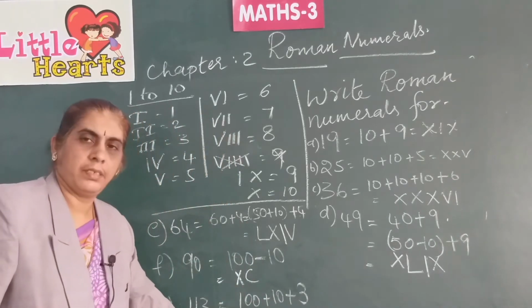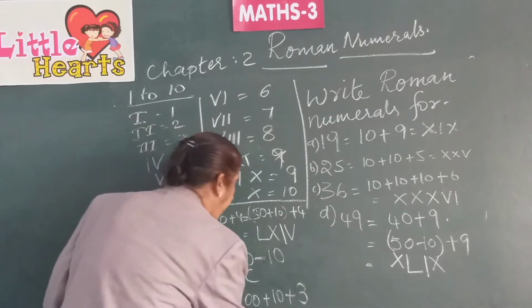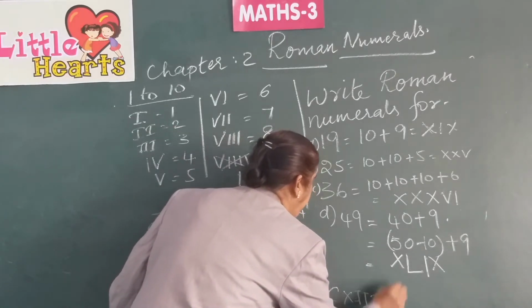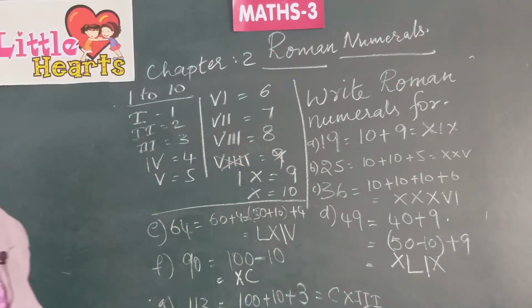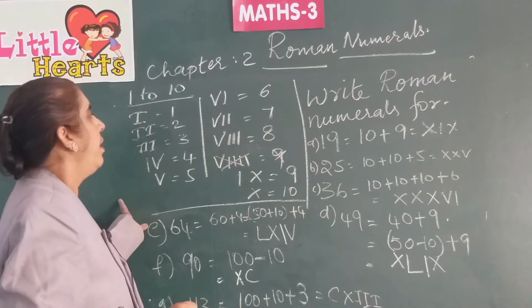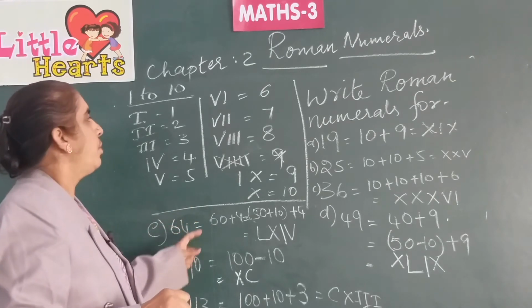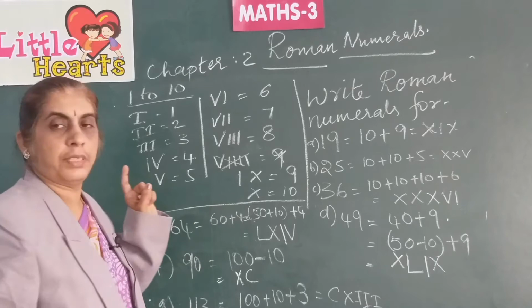CXIII is 113. In this way, you can convert any Hindu Arabic numerals to Roman numerals using the rules.